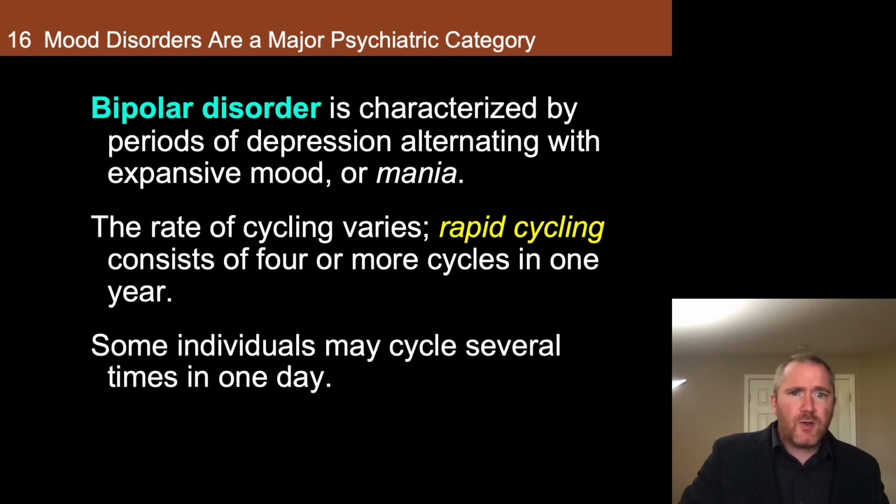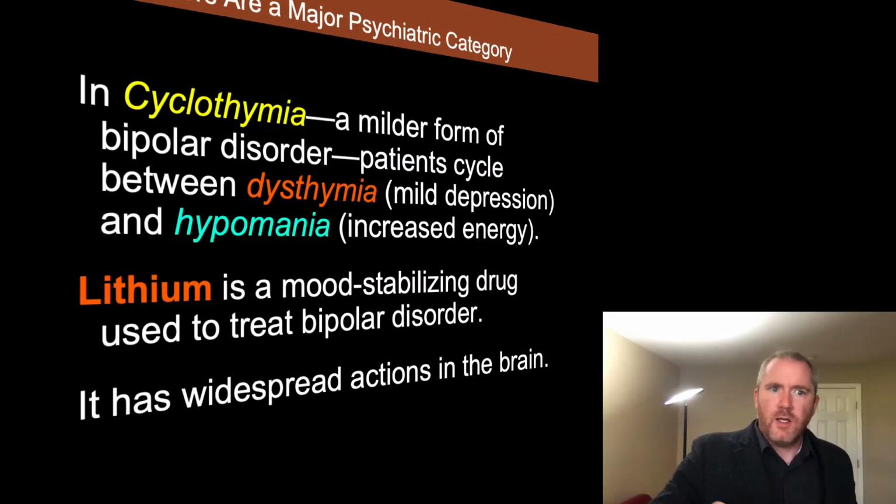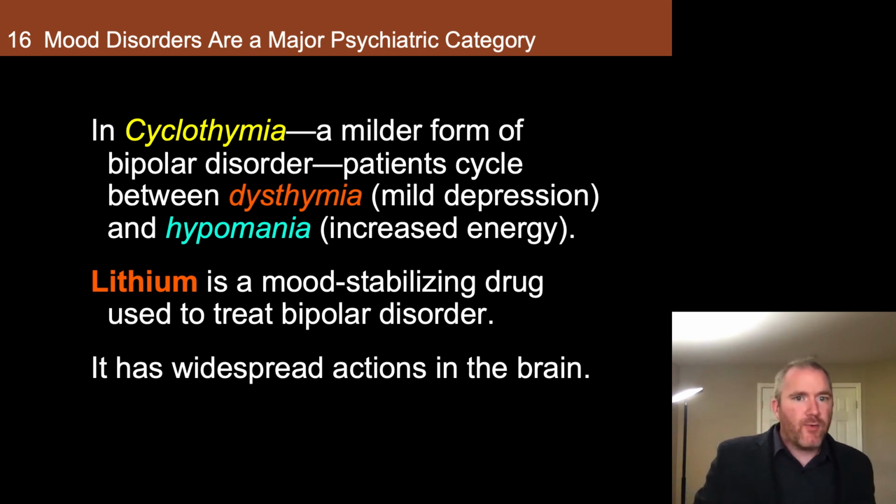So bipolar disorder is characterized by periods of depression alternating with expansive mood or mania. The rate of cycling varies. Rapid cycling consists of four or more cycles in 1 year. Some individuals can even cycle several times in one day. In cyclothymia, a milder form of bipolar disorder, patients cycle through dysthymia or mild depression and hypomania or increased energy.